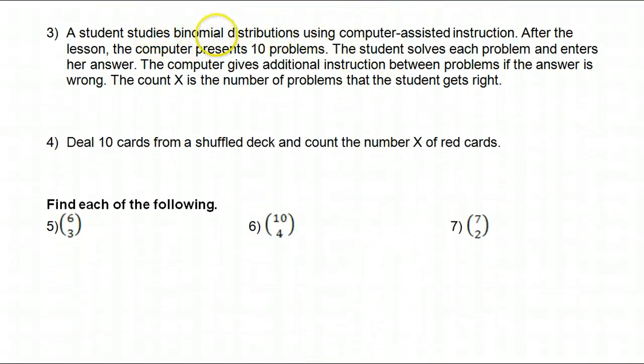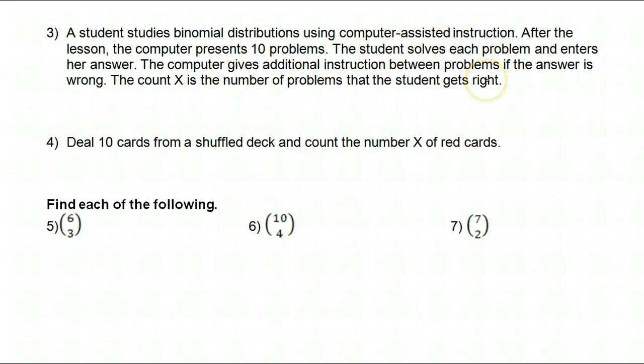A student studies binomial distributions using computer-assisted instruction. After the lesson, the computer presents 10 problems. All right, so there's your constant, your set number. The student solves each problem and enters her answer. The computer gives additional instruction between problems if the answer is wrong. The count X is the number of problems that the student gets right. Okay, so it has the thing where it's either right or wrong.